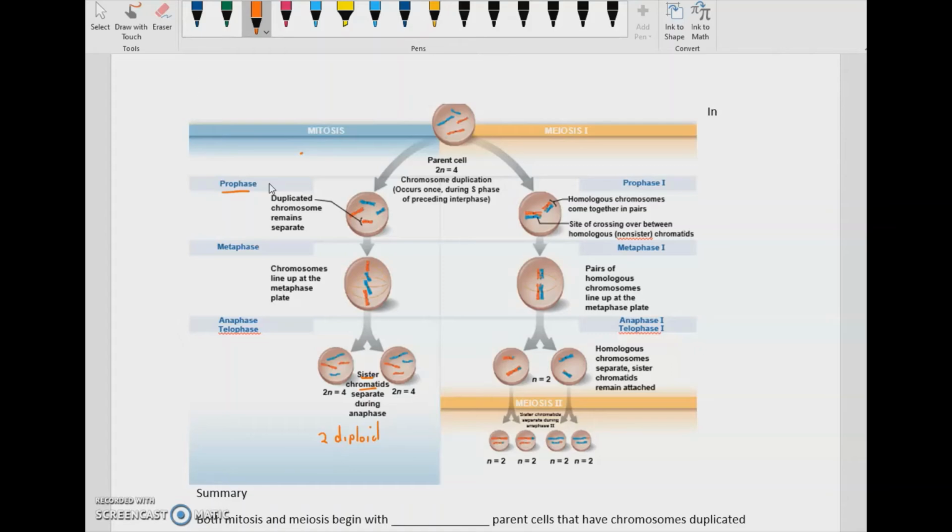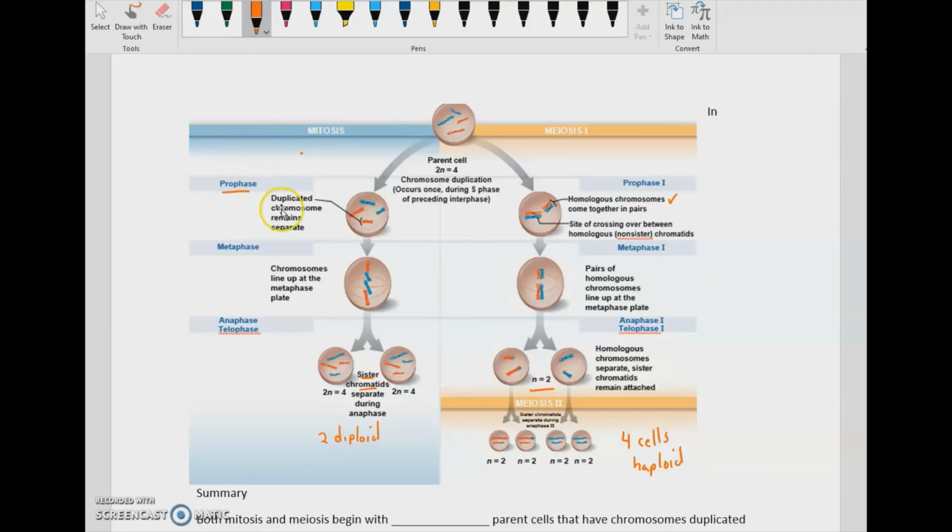In meiosis, the homologs will come together in pairs. There's a site of crossing over between them. And at metaphase, the pairs of homologs line up and one homolog goes to one cell and one homolog goes to the other cell. This makes haploid cells. That's why the 2N, they're haploid. They only have 2 chromosomes each. These 2 cells divide again, and we end up with 4 cells, and they're haploid.